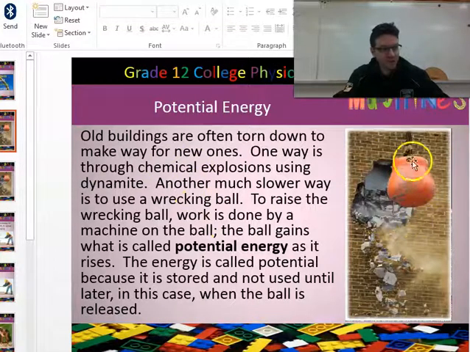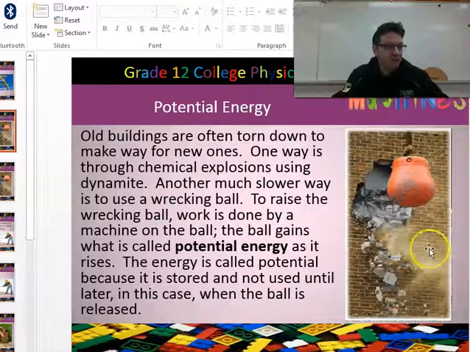So, for example, if you wanted to take down a building, you could use chemical energy or chemical potential energy and blow it up with dynamite, or you can use a wrecking ball. A wrecking ball you will slowly raise with simple machines, right? But as you raise it, you give it potential energy, because then when you drop it, the potential energy gets converted into the energy of motion, which we call kinetic energy, and can really do damage by knocking down a building.